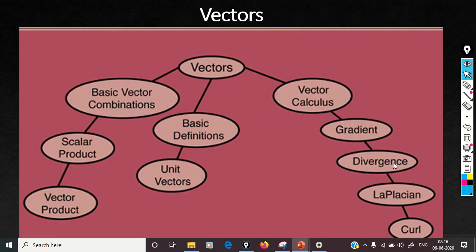The different operations performed on the vectors, the basic definition and the unit vector representation, we have covered in the last discussion. In this session, we will cover the basic vector scalar product and the vector product.